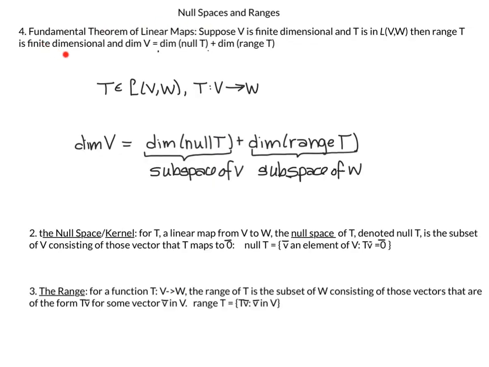I have the theorem copied over here for your reference, as well as the definition of null space and range. So we're looking at T, a linear map from V to W. The theorem says the dimension of V is equal to the dimension of the null of T, and remember, the null of T is a subspace of V, plus the dimension of the range of T. And remember, the range of T is a subspace of W.